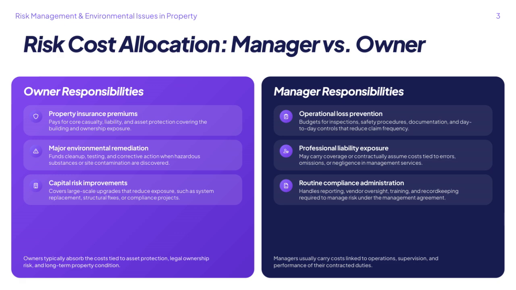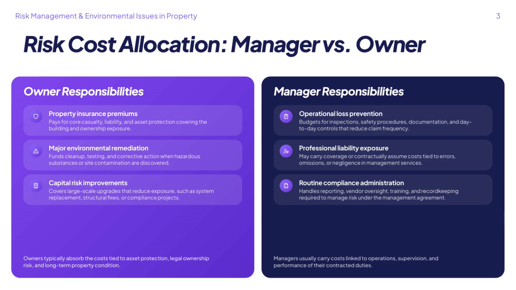On the other hand, managers focus on operational loss prevention. Their budgets cover inspections, safety procedures, documentation, and daily controls that help reduce the frequency of claims. Managers also take on professional liability exposure, which means they may carry insurance or assume costs related to errors, omissions, or negligence in performing management services.